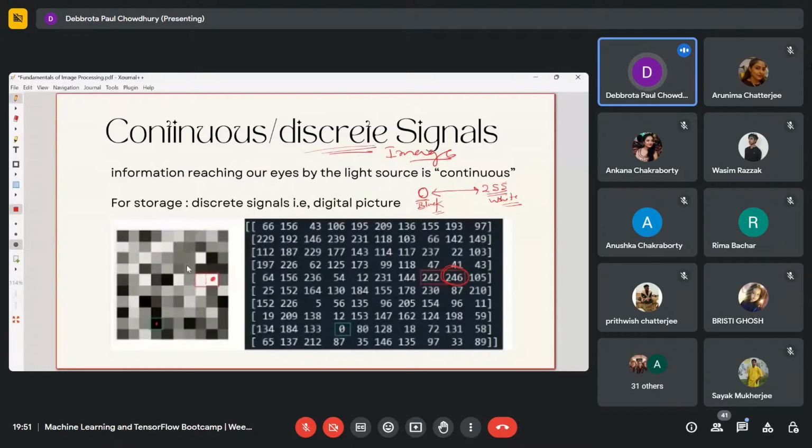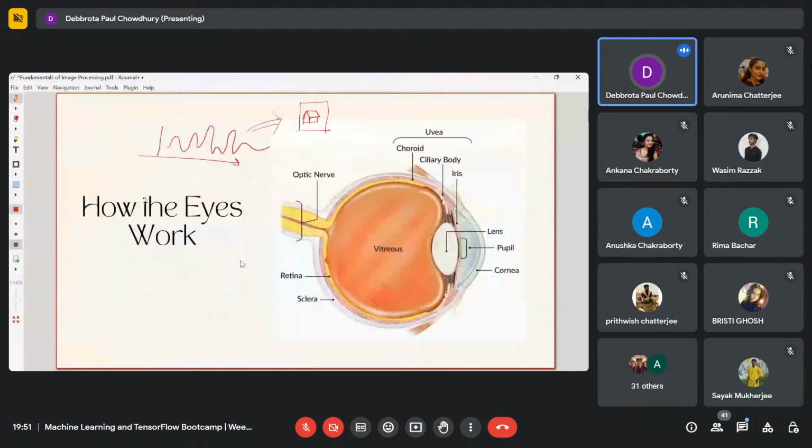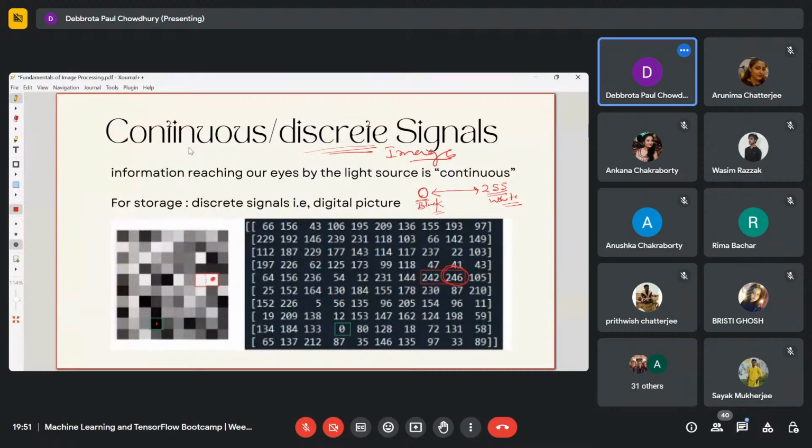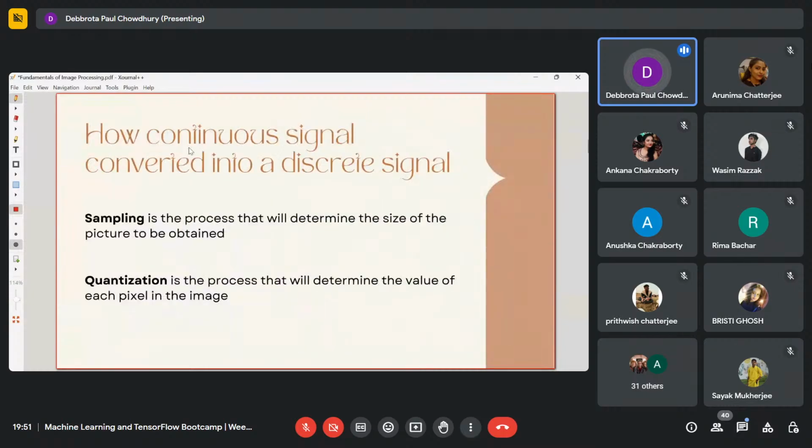Now you know what continuous signals are and what discrete signals are. This is an example of discrete signals, and what we see is basically this kind of signal, which is continuous. Now the next thing is how these continuous signals are converted into discrete signals.